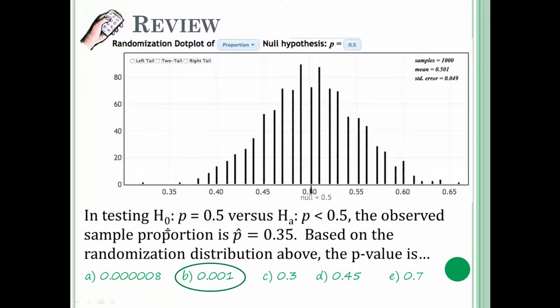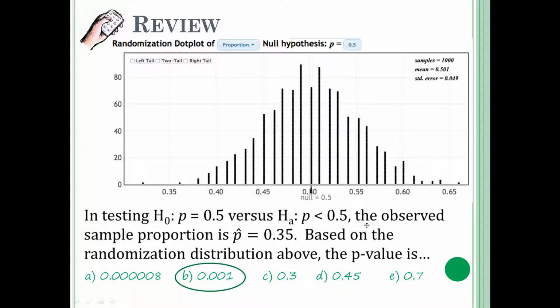So in testing, we have the null hypothesis p equals 0.5 versus the alternative hypothesis p is less than 0.5. The observed sample proportion p hat is 0.35. Based on the randomization distribution above, the p-value is, and we need to make a choice. Obviously, we will ignore for a second that we can see the answer, and let's try to do it ourselves.